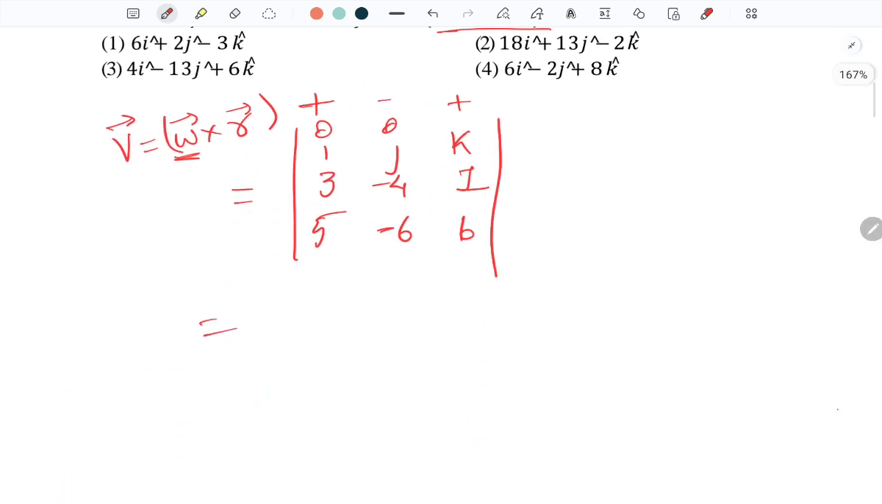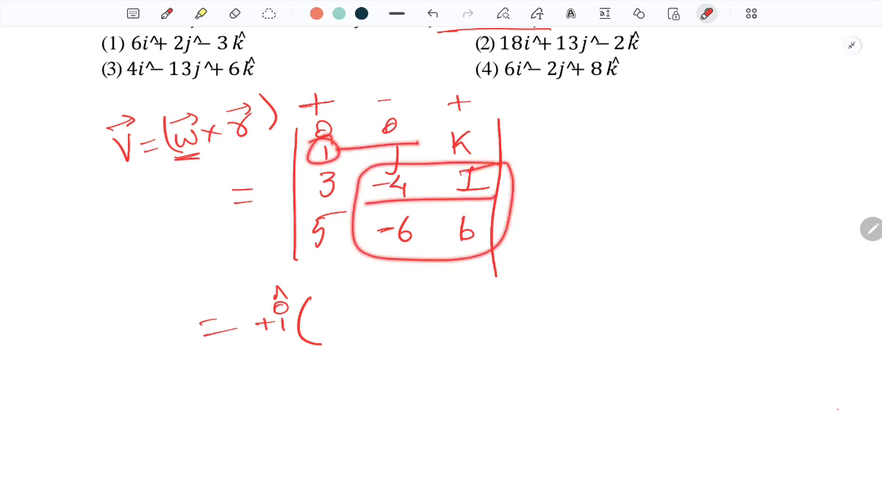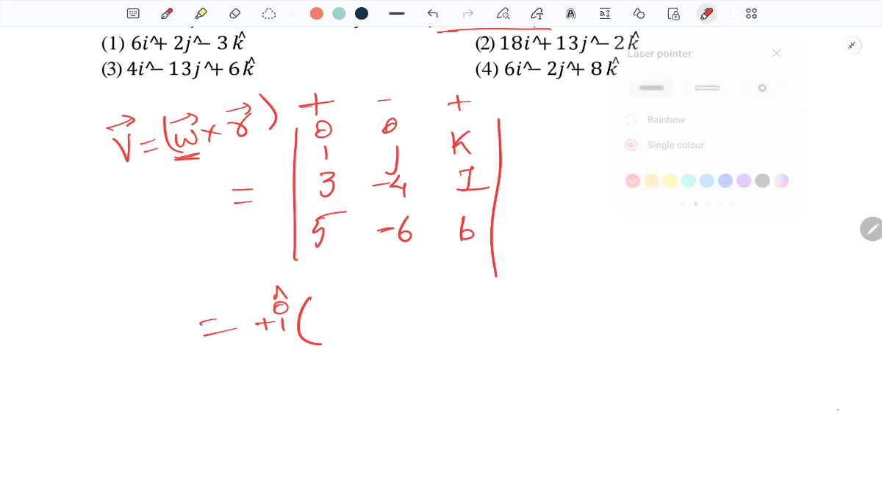So first you will take i cap with a plus sign multiplied by, look here, when you talk about i, you take only these 4. You leave the column and row of i cap, and you will only take the remaining, that is minus 4. I'll show it to you here. I think you can see this is what we will take.